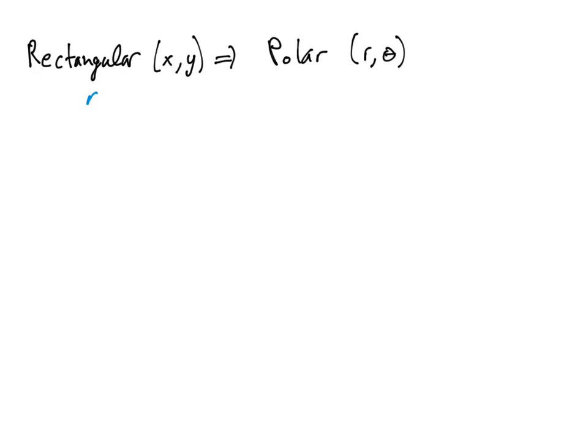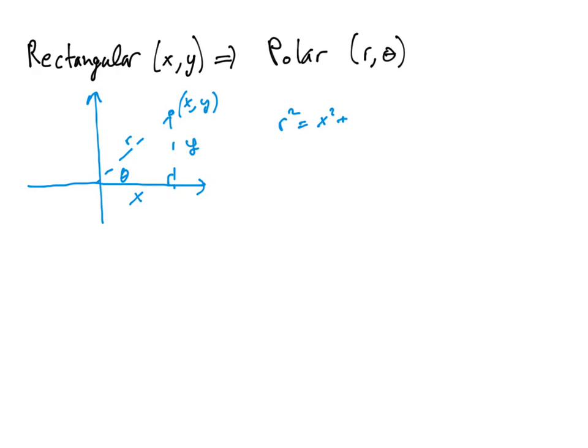So let's look at this visually. If I have some point, let's say it's right here, x comma y, well, this value here is x, this value is y. We need to get r and theta. Theta is going to be down here, r is going to be here. So to get r, well, that's just the hypotenuse of that right triangle. So this will be r squared is equal to x squared plus y squared. So r is going to be the square root of x squared plus y squared.